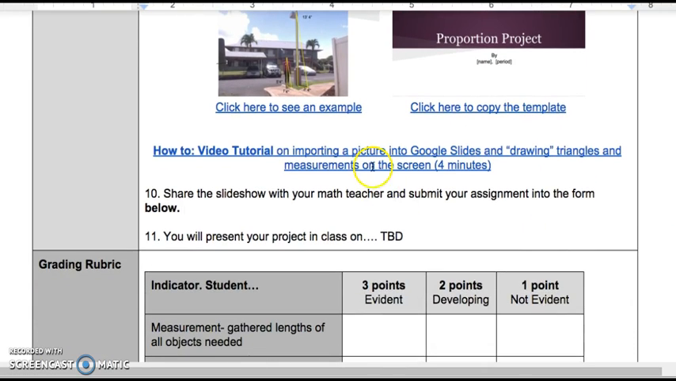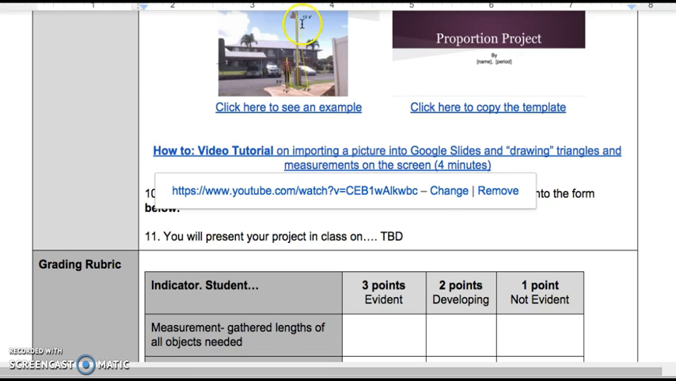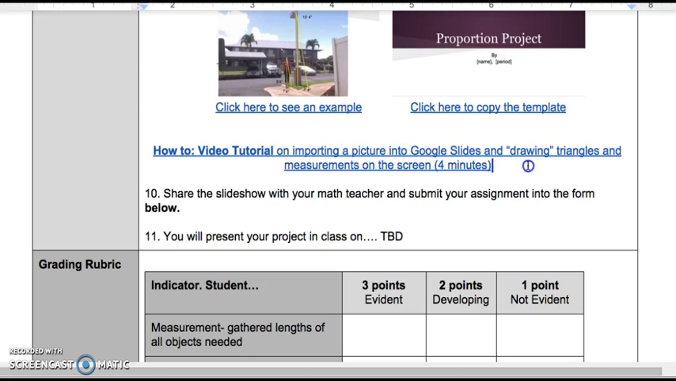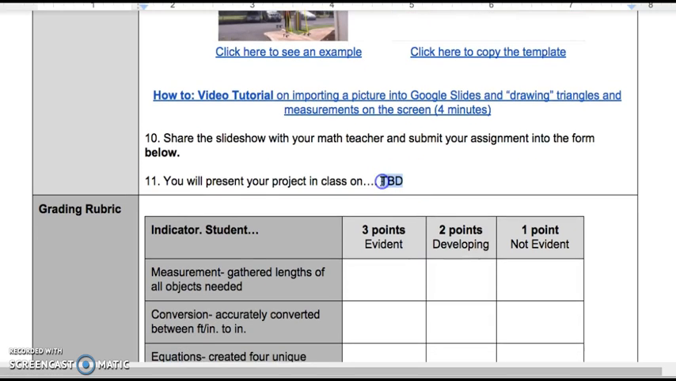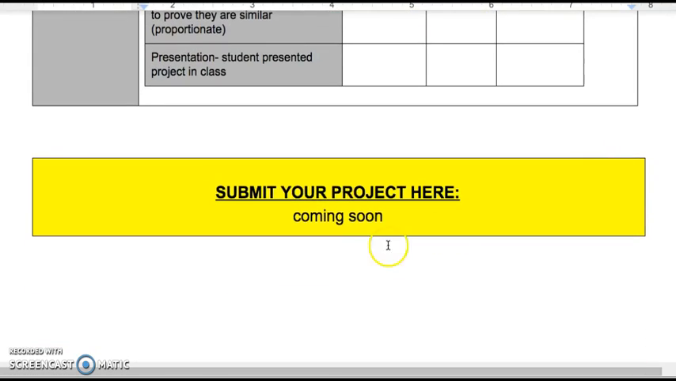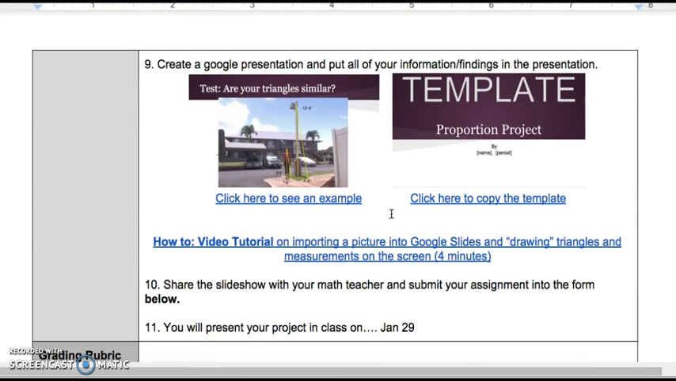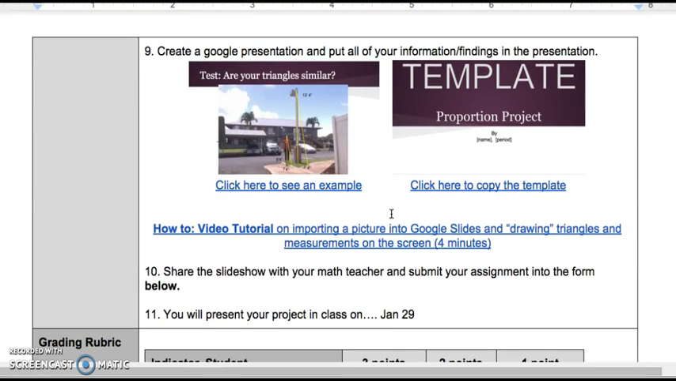Okay, and here's a quick tutorial on how to make these triangles at the end, how to draw these lines. And this is from Mr. Goodwin. He's speaking in this video. This is when he used to teach math with me last year. And the last thing is to share your slideshow. So this should say January 29th. I will send a form, or I'll paste the link to the form over here when I want you to submit your project. But for now, we'll just leave it as coming soon. But yeah, after you're done with your project, you'll submit it into the form, and then there you'll present it in class on January 29th.